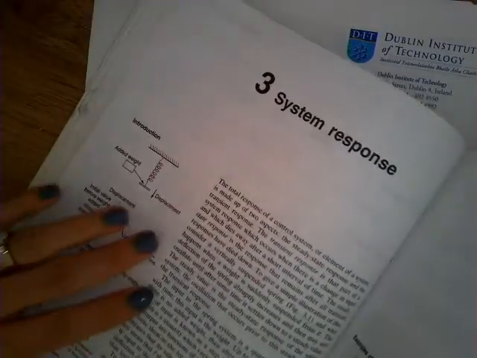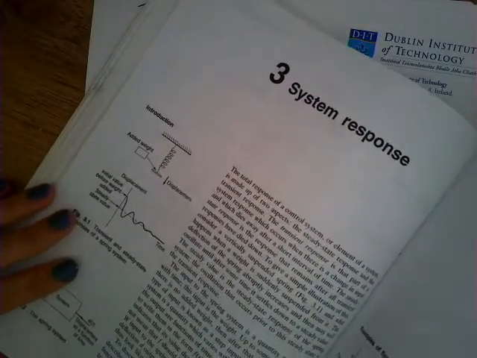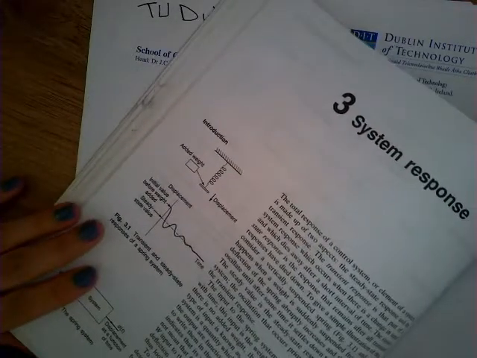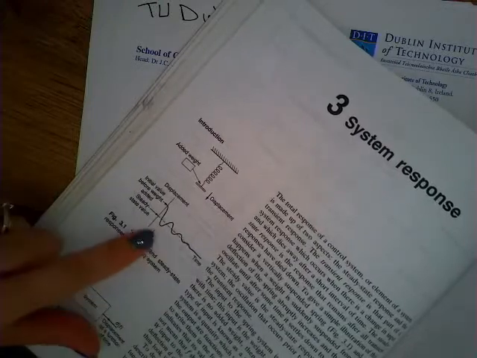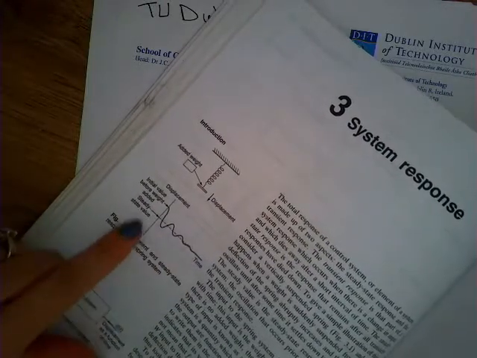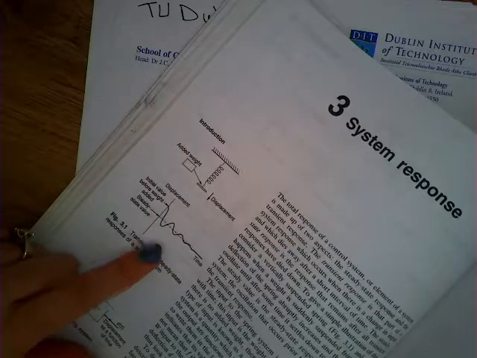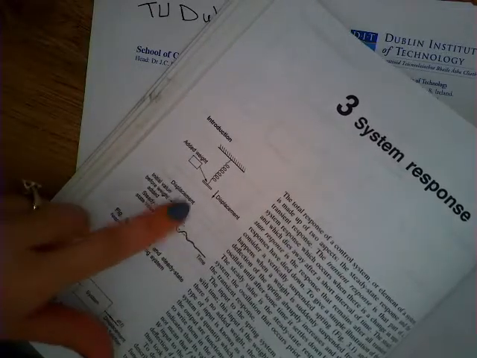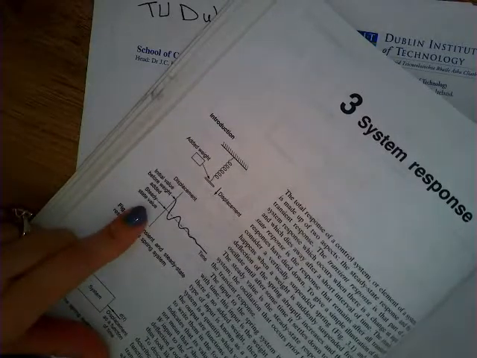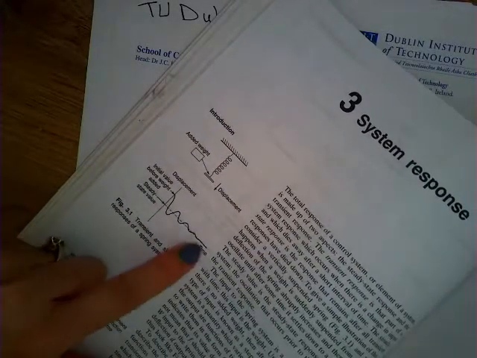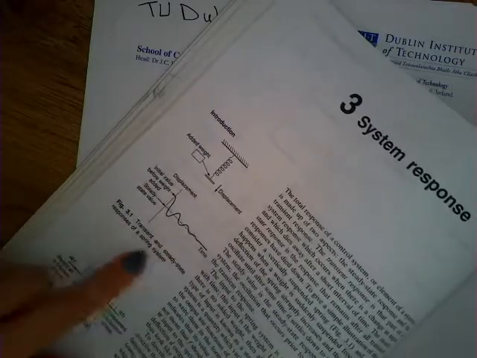So based on the lecture, we are looking at chapter 3. We look at system response, and in the lecture I'm explaining how the response of a system can be categorized into two main categories: the temporary response, which dies away after some time, and then the steady state response, which stays for a longer time.